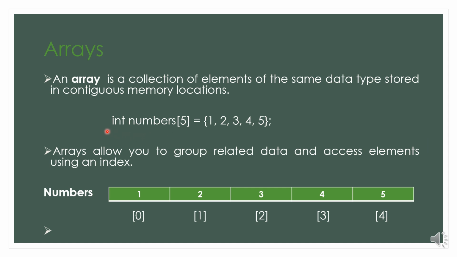roll numbers like this. For example, here int numbers[5] is an integer array. In this we store 5 student roll numbers. Arrays allow you to group related data and access elements using an index. So this is the format for storing array indexes. Array indices always start with 0 and end with n-1. Here the size of the array, that is n, is equal to 5.